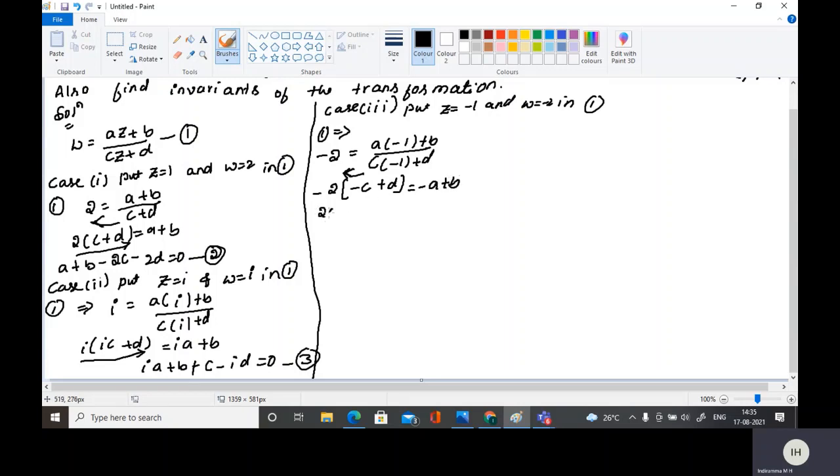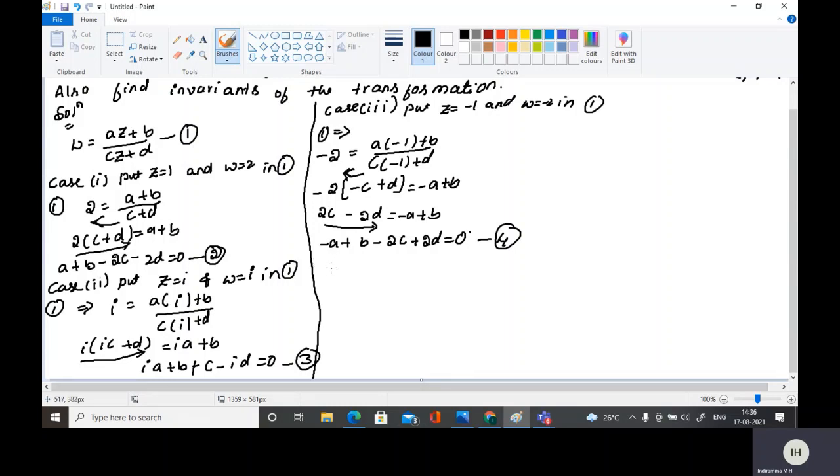So we obtain 2c minus 2d is equal to minus a plus b. Take these to the RHS: minus a plus b minus 2c plus 2d is equal to 0. So that is equation number 4. See equations 2, 3 and 4. What simplification we can do is consider 2 and 4; a and d will get cancelled. We will be left with b and c, right?